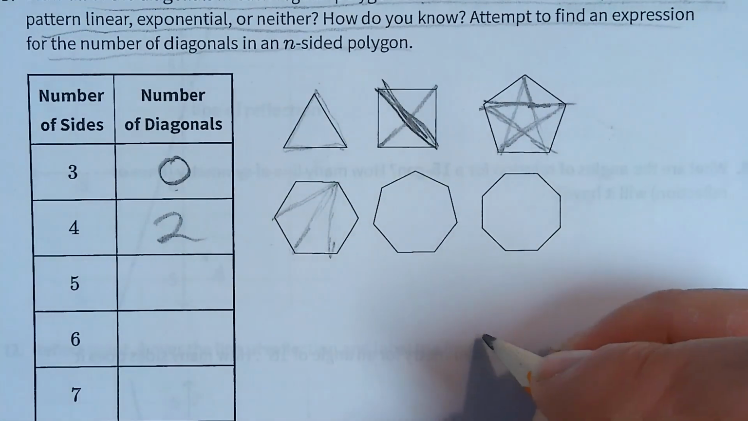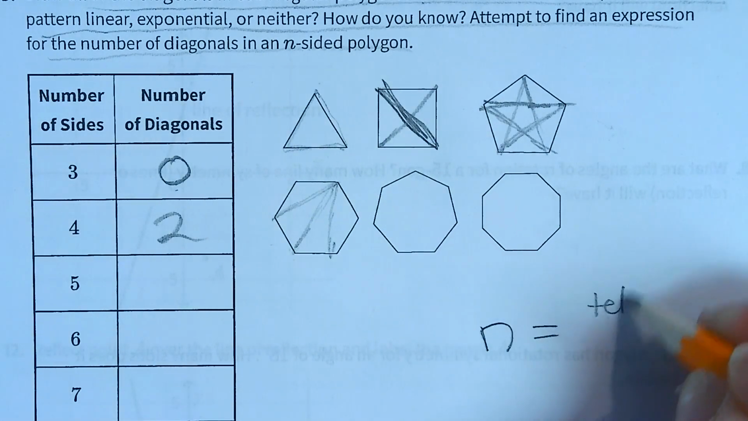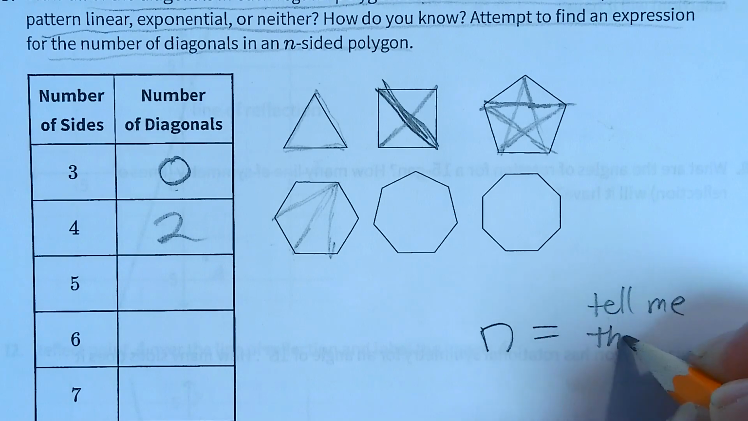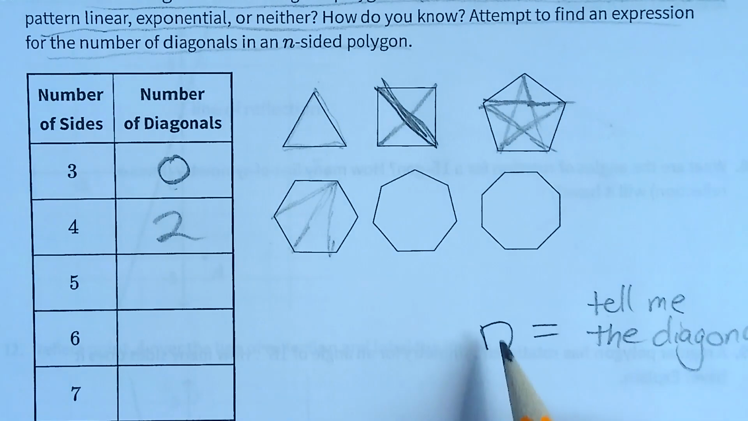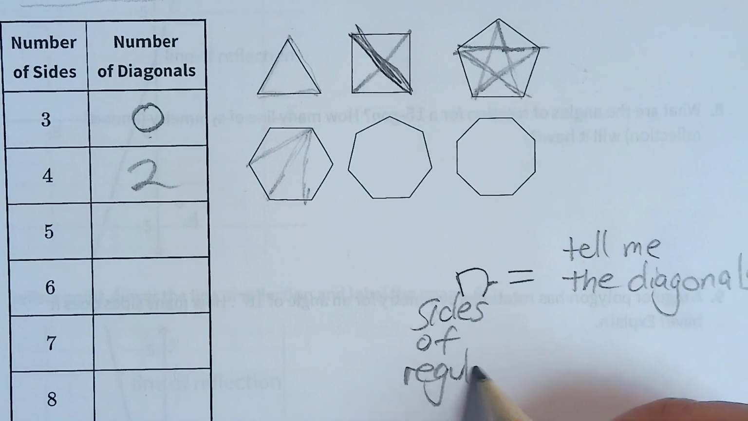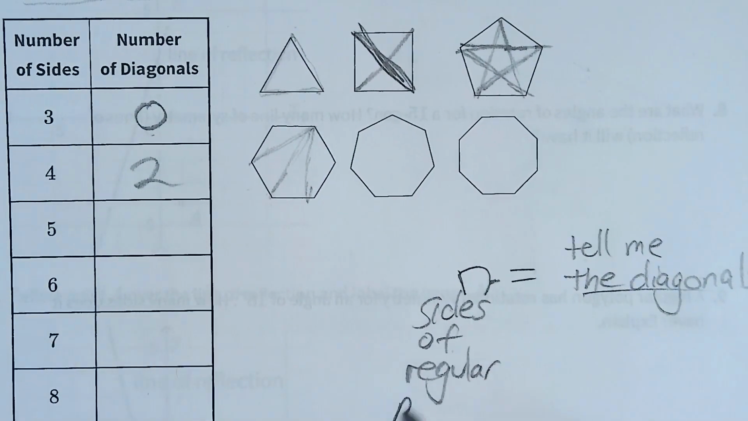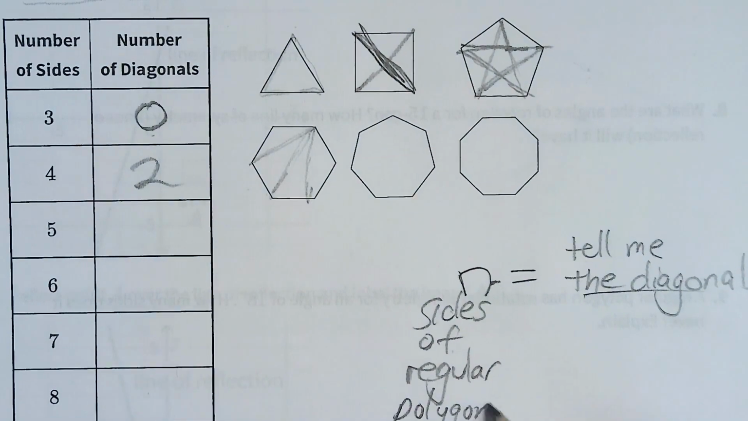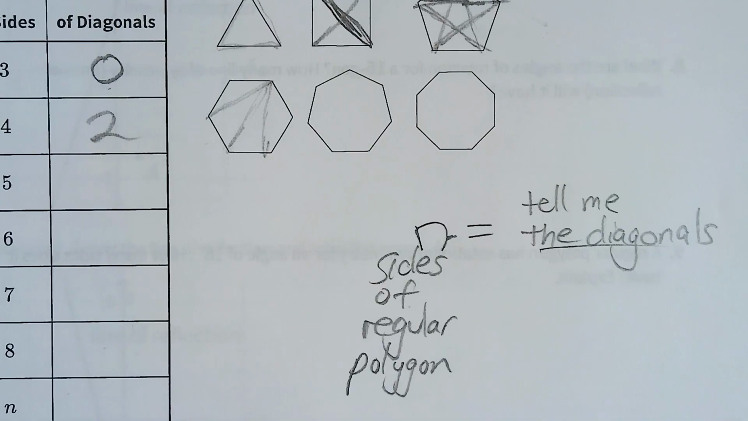If I give you some number, you tell me the diagonals. What's a rule? And n sides. I give you n sides of a regular polygon. Like I say 20 sides. Then you tell me the diagonals on the 20 sides polygon. Okay. That should be fun.